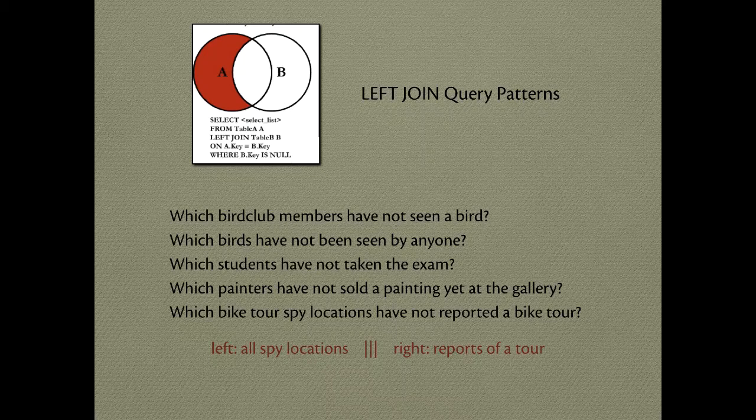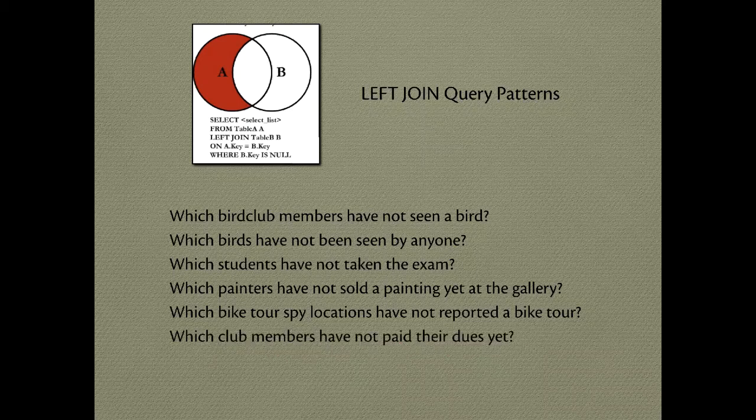I subtract from all SPY locations the locations where they did show up, and I have left over locations where they didn't show up. Right? Which club members haven't paid their dues yet? Well, now you see the pattern, right? Working through enough of these, you start to see the pattern.